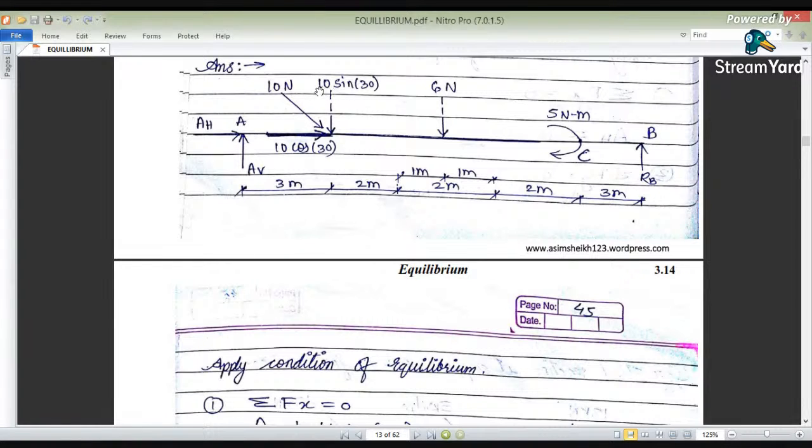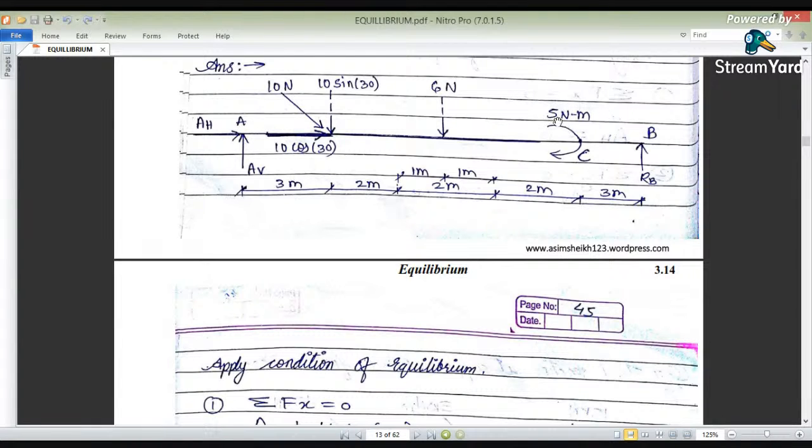We are rotating this 10 sine theta about A, or what about this 10 cos theta about A? Along the same line of action, by the principle of transmissibility, this 10 cos theta is acting. That means this 10 cos theta about point A will be 0. So we have only 10 sine theta about A, which is 3 meters, 6 Newton about A. This has a distance of 1 meter plus 2 plus 2, that means 6 meters. So 6 multiplied by 6 will be acting about A.